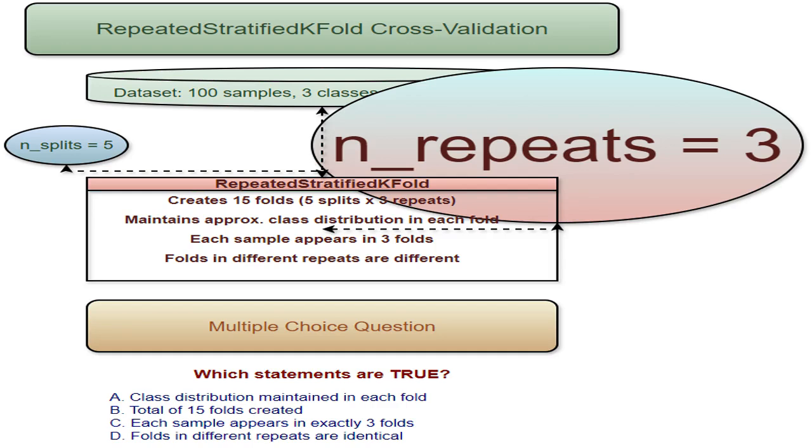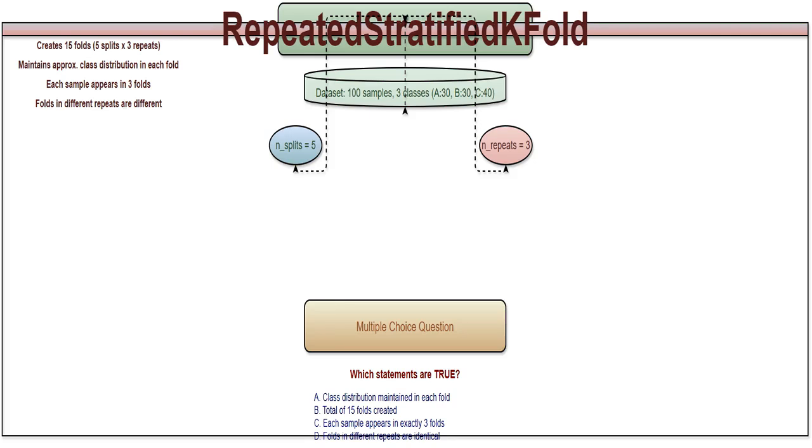Each repetition generates a different set of folds. It's like shuffling the deck of cards and dividing it into 5 piles 3 separate times. The algorithm ensures that the class distribution, the proportions of different categories, in each of the 5 folds remains similar to the overall distribution. It keeps the balance across the folds.